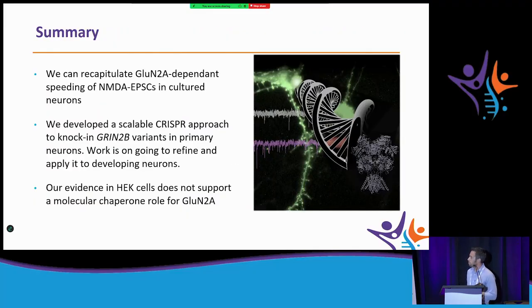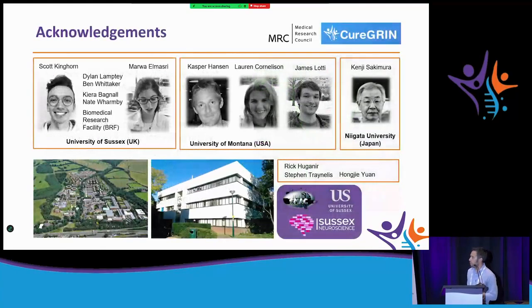So just summarizing, we can recapitulate GLUN2A dependent speeding of NMDA receptor mediated EPSCs in cultured neurons. I've developed a scalable CRISPR approach to knock in GRIN2B variants in primary neurons. Work is ongoing to refine this and apply it to developing neurons, and our evidence in HEK cells does not support a molecular chaperone role for GLUN2A.